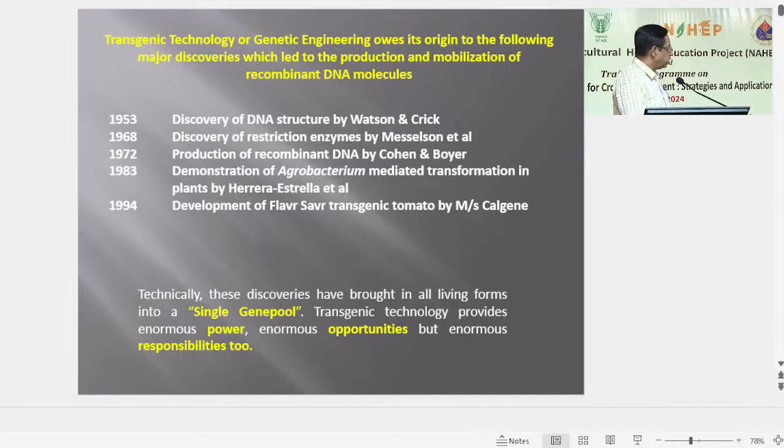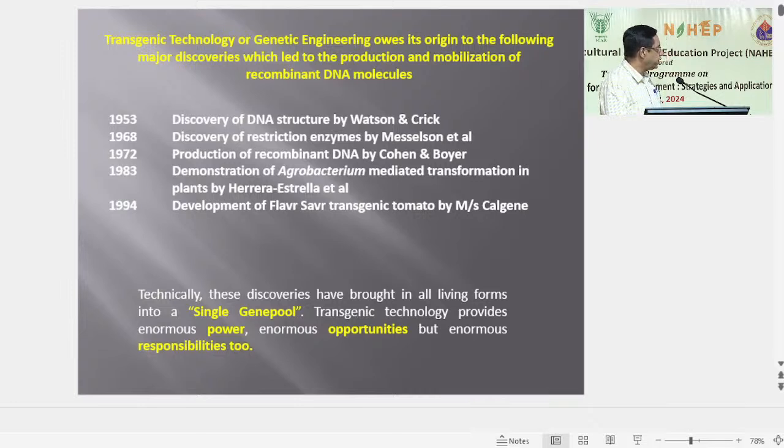Okay. Then after DNA structure, we had something like discovery of restriction enzymes by Meselson and Stahl. This was around 68 or so. And then in 1972, there was production of recombinant DNA by Cohen and Boyer. And it was in 1983 when there was demonstration of agrobacterium-mediated transformation in plants, like this is Estrella et al. There were in fact a series of papers, I would be talking about them.